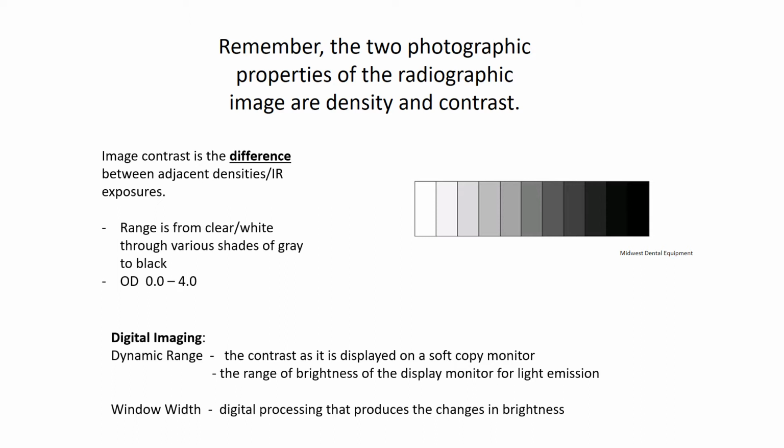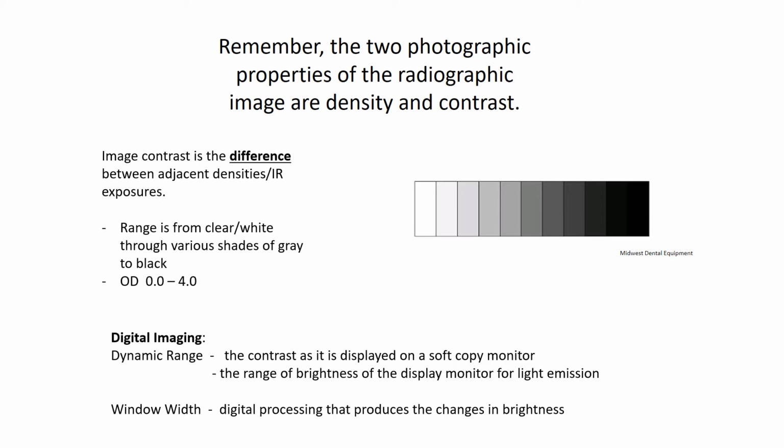Now remember, in the digital world, density and brightness can be kind of thought of as synonymous. Okay, they're not exactly the same thing, but they're synonymous. So it's the range of brightness of the display monitor for light emission. So how much light is coming out of various parts of your monitor? Those varying amounts of light coming out of the different areas on the monitor, which correspond to different anatomical regions, is what we refer to as dynamic range.